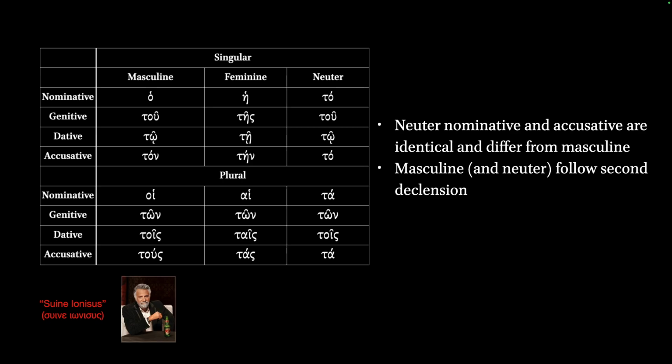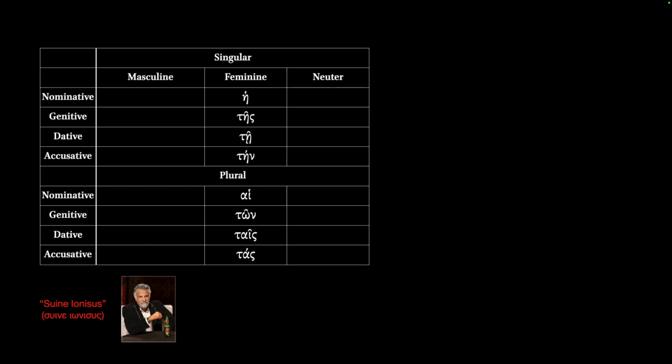So knowing that our friend Swain Ionessus helps us out with respect to these endings with a few little minor adjustments and suggestions, what I'm going to do here is take away both the masculine and the neuter. So wipe off your whiteboards, and I'm going to ask you to fill in both the masculine and the neuter forms of the definite article. I'm going to leave Swain Ionessus up on the screen as your helpful mnemonic here.